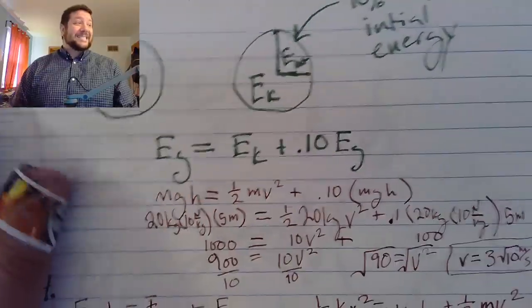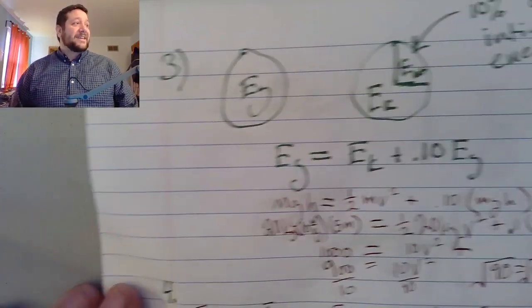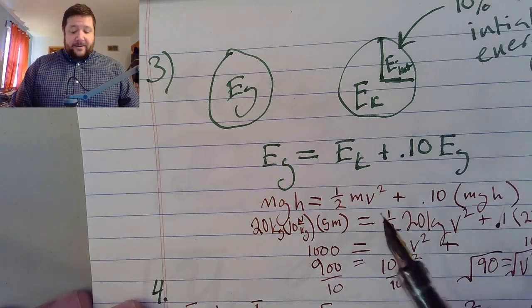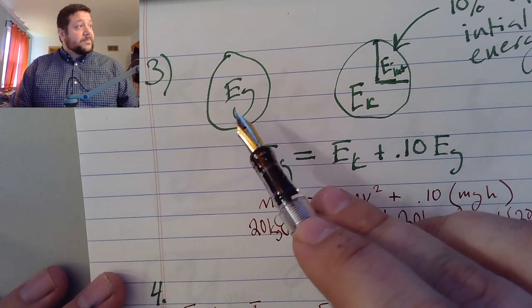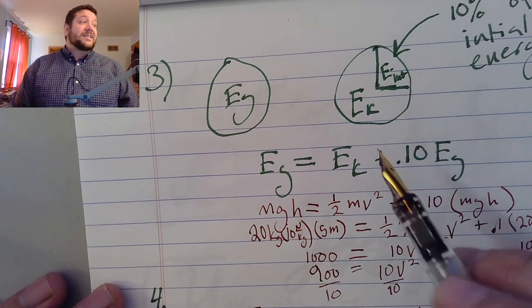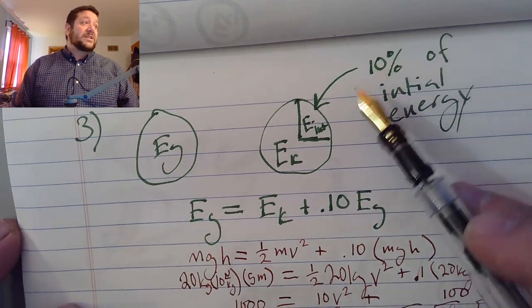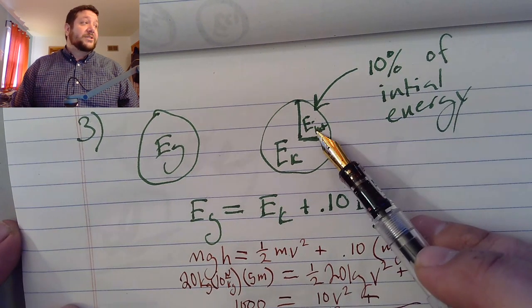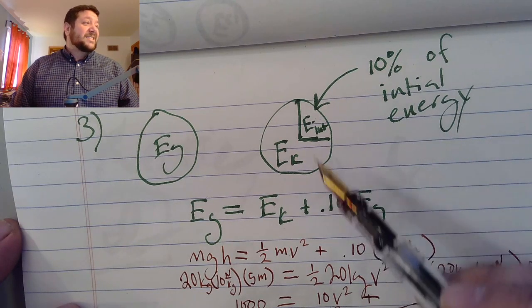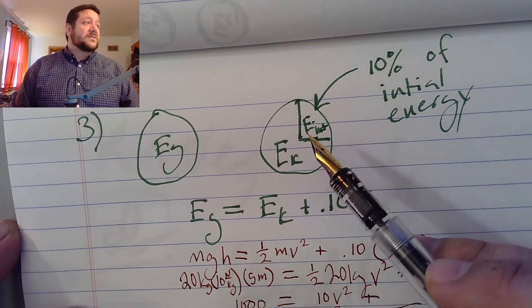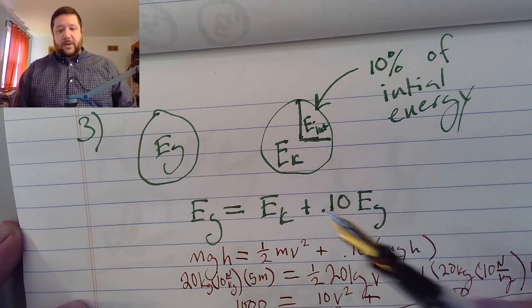For number three now, this is where things get a little bit dicey. And I like the diciness of this. So we know at the beginning here, we've got the same setup at the start. EG is equal to EK. But 10% of the initial energy is lost to friction. So this is obviously not 10% of this square, or, oh boy, I just call this square.